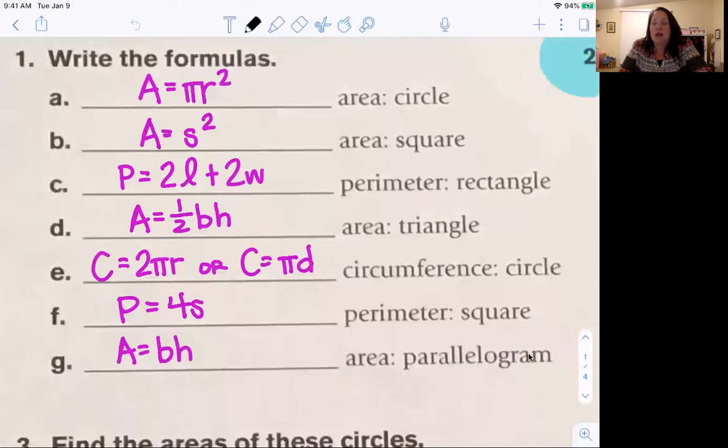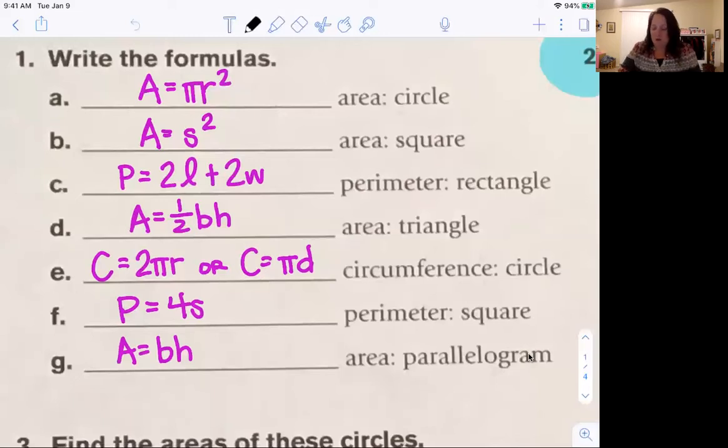Letter A, 1A, the area of a circle is area equals pi r squared. The letter B, the area of a square is area equals s squared. C, perimeter of a rectangle, P equals 2L plus 2W. D, area of a triangle, A equals 1/2 base times height. E, circumference of a circle has 2 formulas, C equals 2 pi R or C equals pi times diameter. F, perimeter of a square is 4S, P equals 4S. And G, area of a parallelogram is base times height. Area equals base times height.